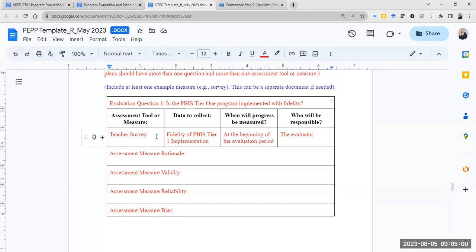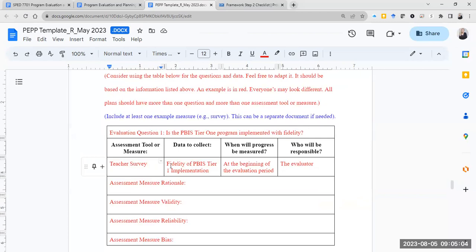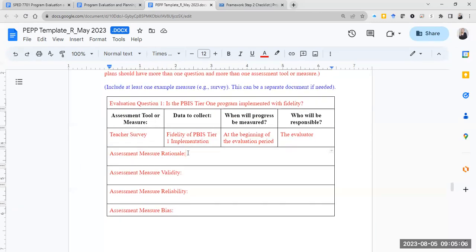So one thing I might do is a teacher survey. Why am I doing a teacher survey for this? I need to have some rationale here. Well, maybe my survey needs to be regarding fidelity. So are we celebrating PBIS every single month? How do we decide which students get to go to this celebration and which students don't?